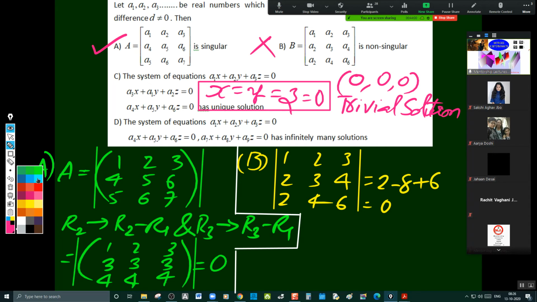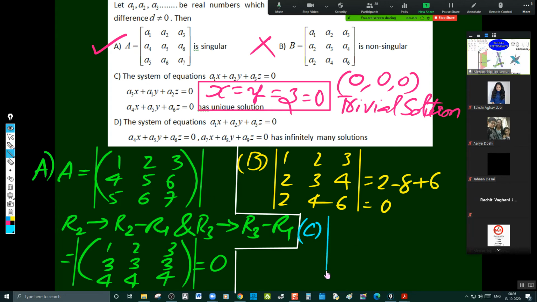We always take the determinant of the coefficients matrix. What is the coefficients matrix for C, please? I'm just taking the numbers that are in AP.